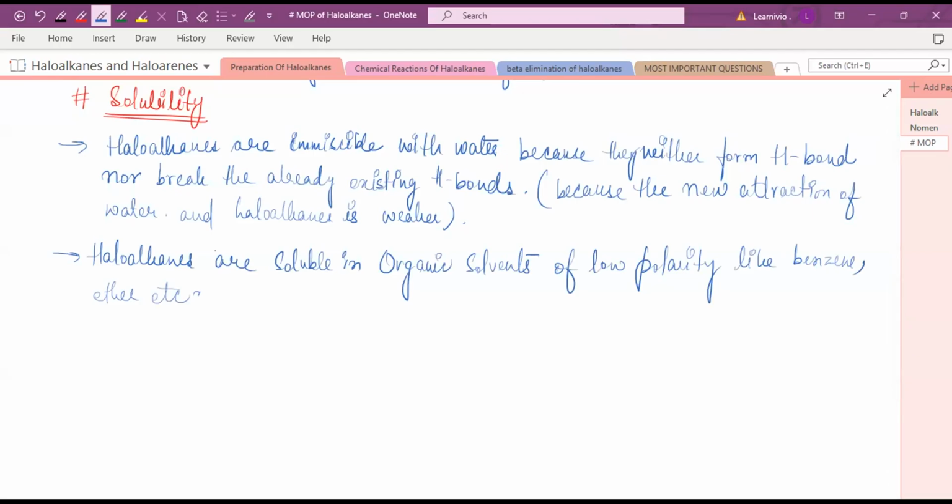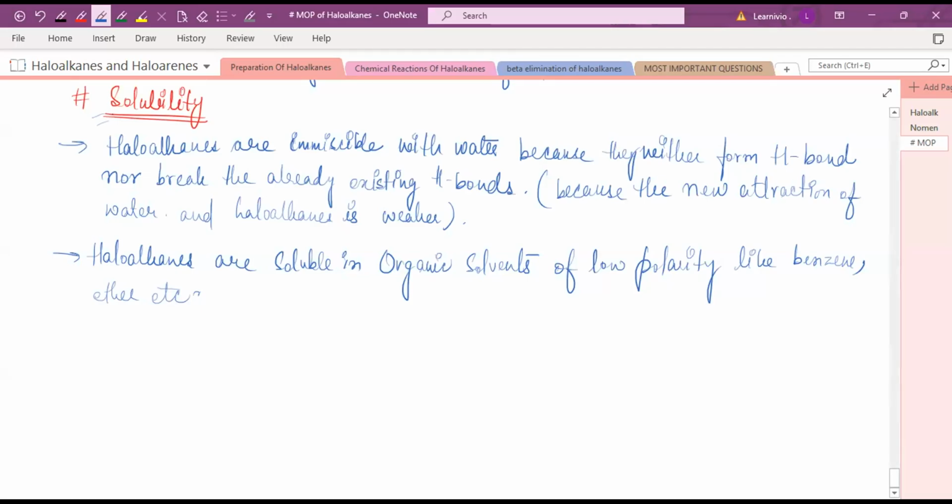Just remember, when haloalkanes RX are dissolved in water, new interactions come into play between the water and the halogen group. This new force of attraction is much weaker than the hydrogen bonding between the water molecules. That's why the haloalkane is immiscible in water.